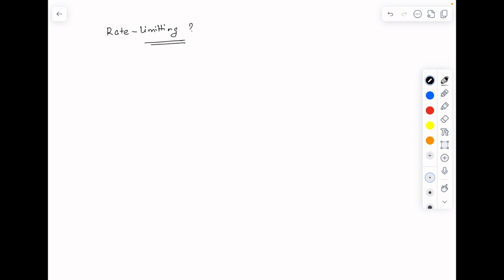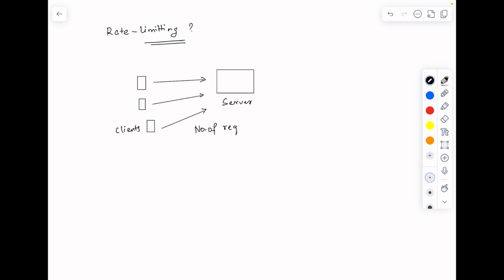Okay, so let us say this is our server and we have clients here who are making requests to our server. So in this scenario, we need a way to control the number of requests a client sends to us. So if the same client sends multiple requests, then the server might become overloaded, right? So because of this, we need some mechanism to control the behavior.